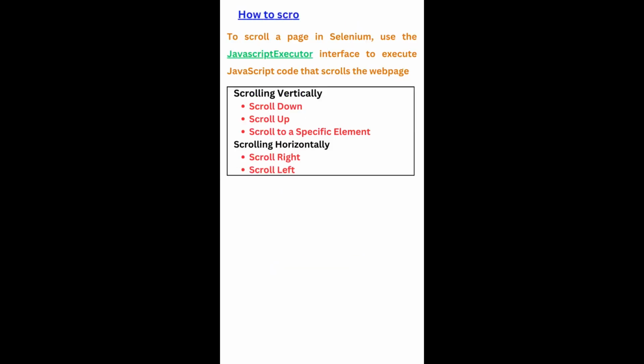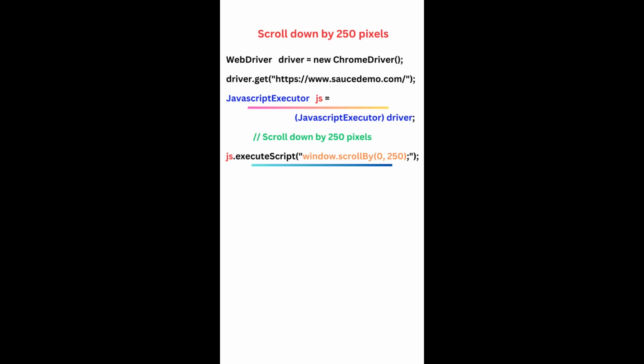How to scroll a page in Selenium. To scroll a page in Selenium, use the JavaScript executor interface to execute JavaScript code that scrolls the web page. Both scrolling vertically or horizontally can be achieved in Selenium. Scroll down by 250 pixels. First, create a JavaScript executor instance named js by casting the WebDriver instance driver to the JavaScript executor interface. Then, use the executeScript method provided by the JavaScript executor interface and pass a JavaScript command, window.scrollBy(0,250), as a string which tells the browser to scroll the web page vertically by 250 pixels.